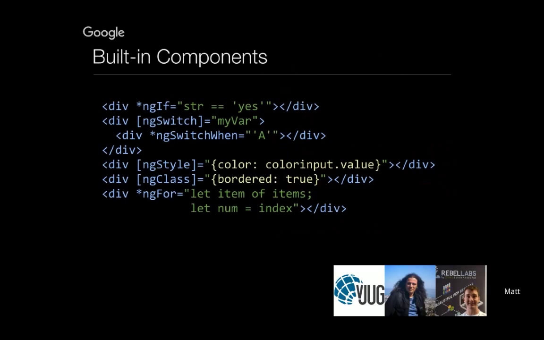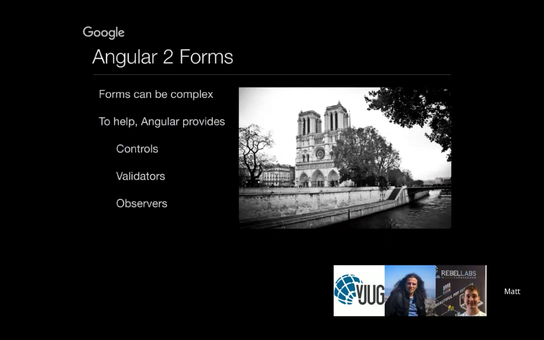So there's a number of built-in components. Just like Angular 1, there's ng-if, there's ng-switch, and switch when, there's ng-style, ng-class, ng-for. And a lot of these upcoming slides are kind of boring because they just show you code. So I'm going to fly through them just so you know that they're there.